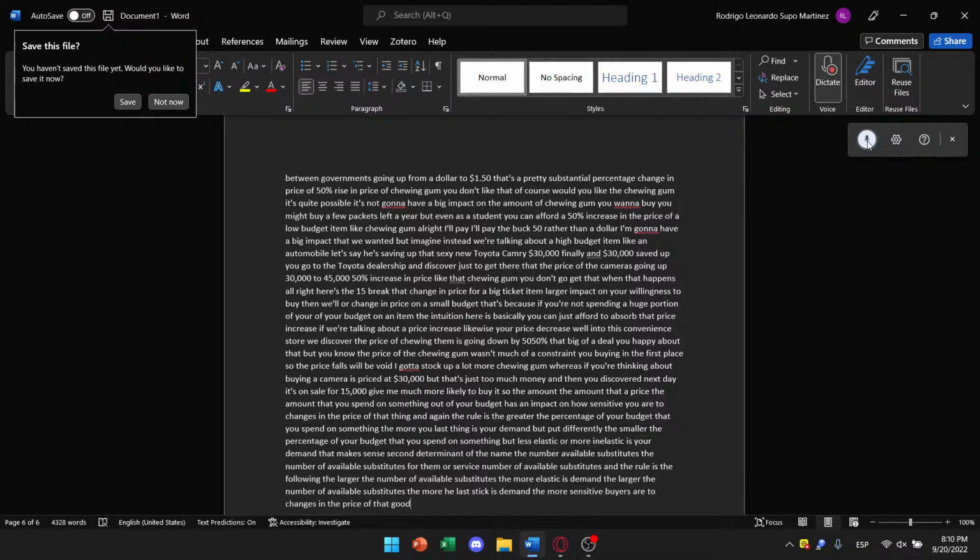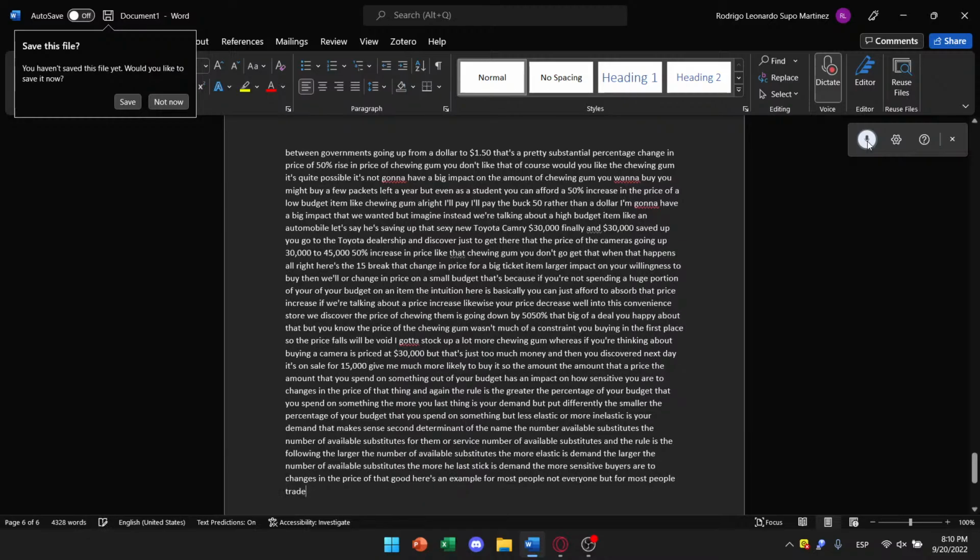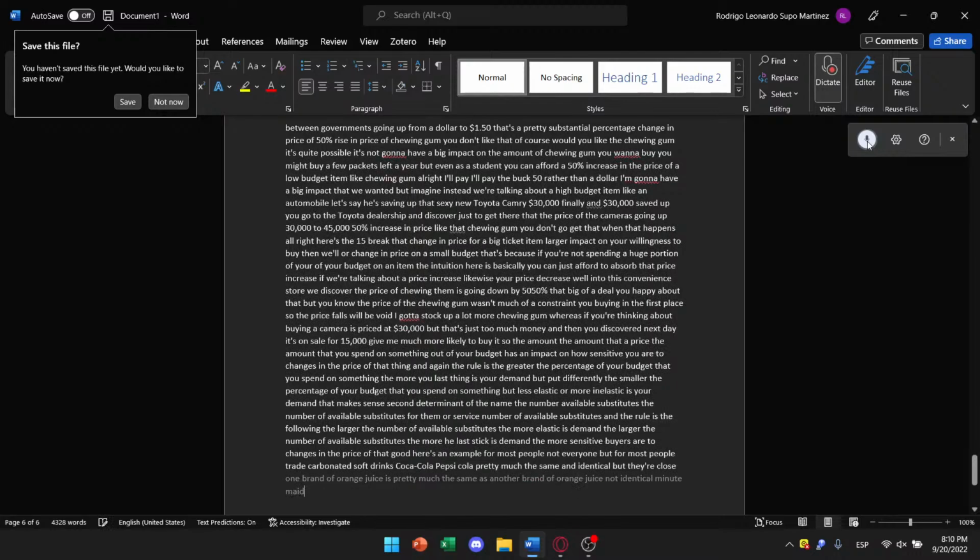Here's an example. For most people, not everyone, but for most people, if you drink carbonated soft drinks, Coca-Cola and Pepsi-Cola are pretty much the same. They're not identical, but they're close. One brand of orange juice is pretty much the same as another brand of orange juice. Not identical. Minute Maid tastes a little bit different than Tropicana. Pretty much, it's orange juice. So let's say you kind of have a preference for Tropicana. You buy Tropicana past year.